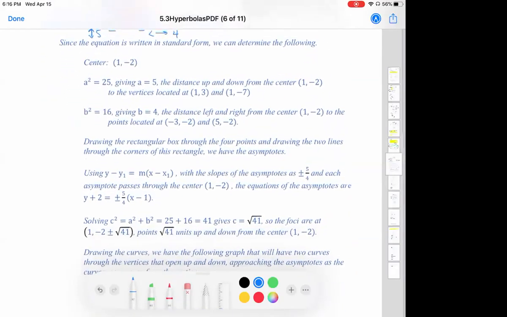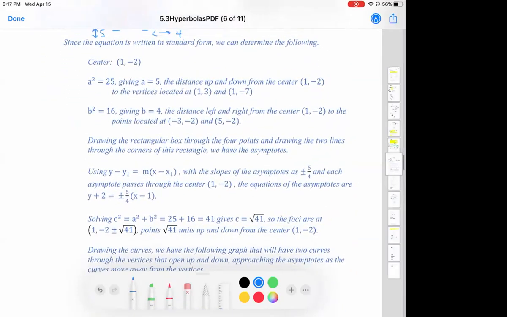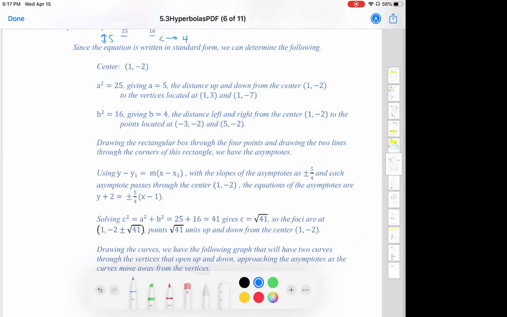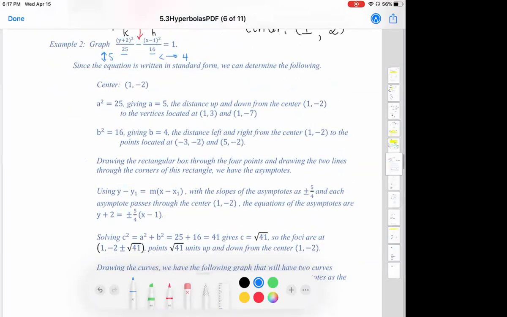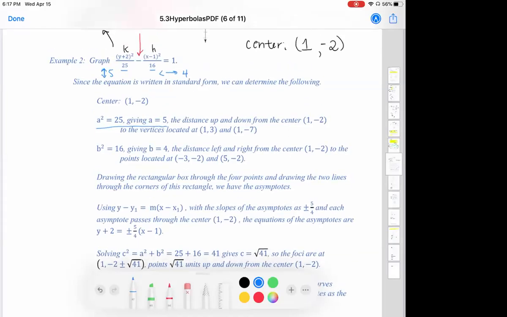Okay, let's go over our outline. Since the equation is written in standard form, we can determine the following. The center is 1, -2. We have that. A squared is 25, giving A of 5. Take the square root. The distance up and down from the center of 1, -2 to the vertices is located at 1, 3, and 1, 7. So what this means is we're going to add and subtract a 5 from the 2.